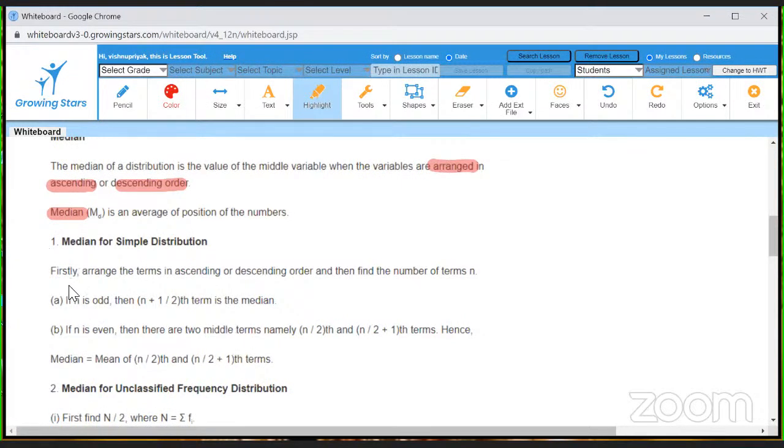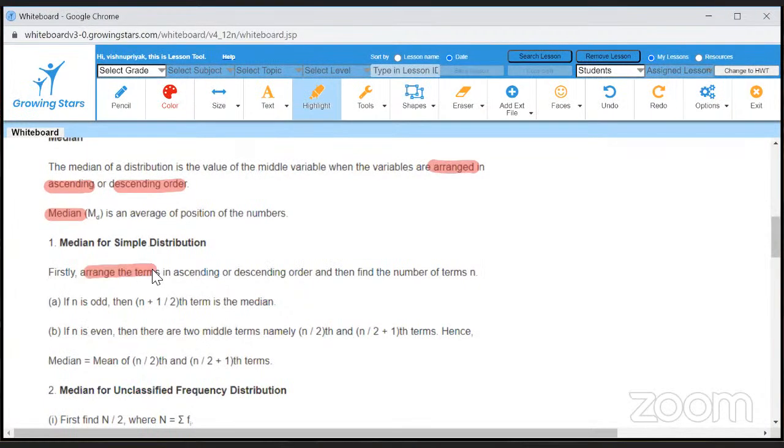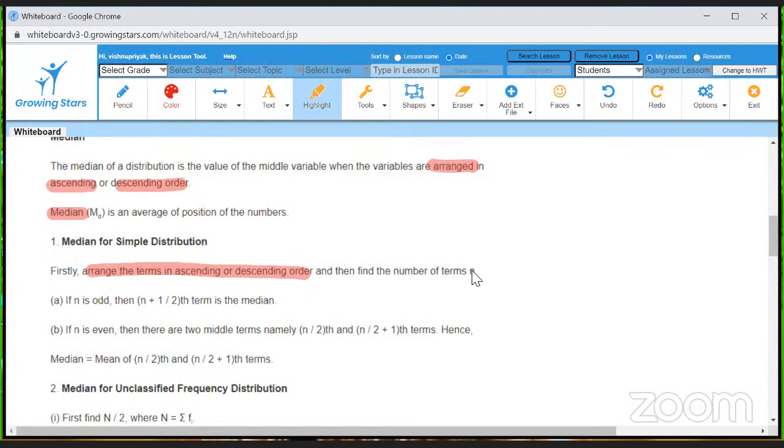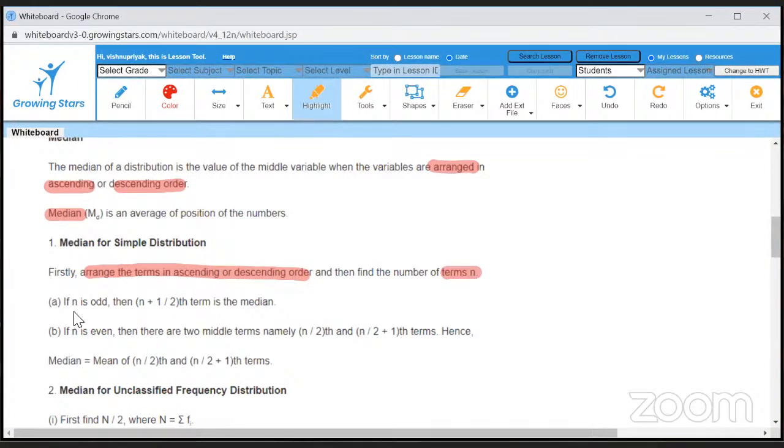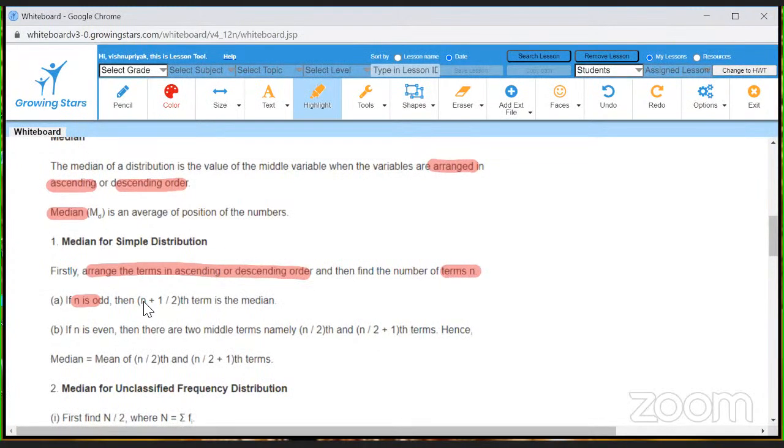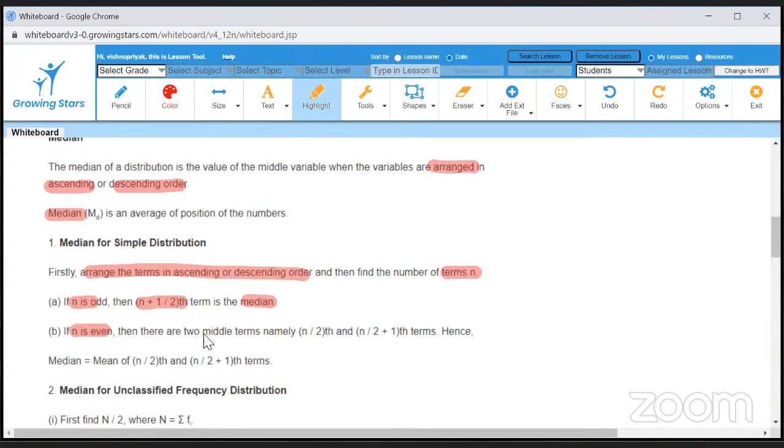What I mean is, arrange the list in ascending or descending order. Suppose in total you have n terms. If n is an odd number, then the (n plus 1) by 2th term will be the median. If n is an even number, there will be two middle terms, two medians: the n by 2th term and the n by 2 plus 1th term.